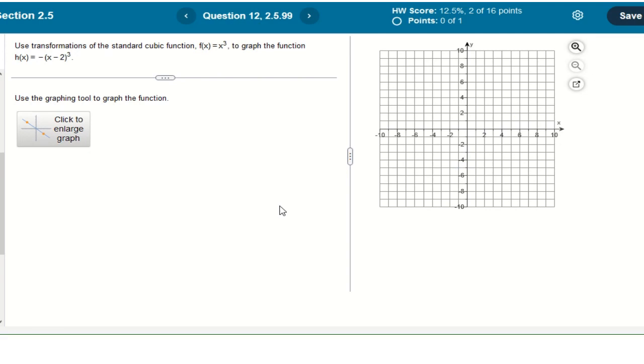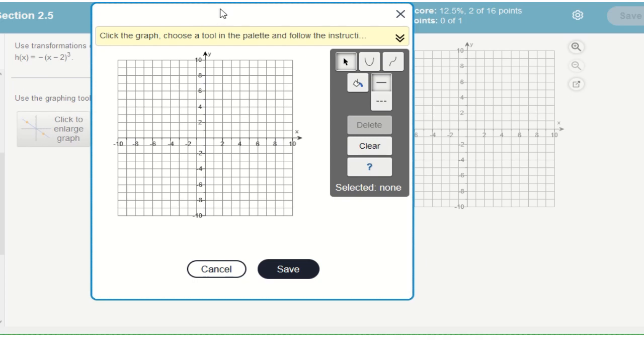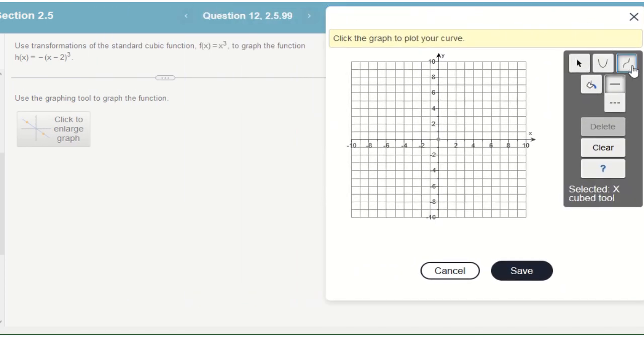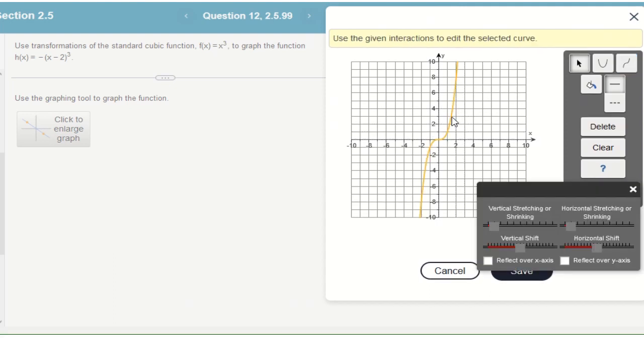you graph. Now this one, we need from the cubic function x cubed to graph negative x minus 2 cubed. So we're going to click on this icon. I'm going to choose the cubic graph and click anywhere on the grid. Keep in mind, we have negative outside, that's reflection over the x-axis. X minus 2, that's horizontal shift. So horizontal shift, that's to the right 2 units. And that's it.